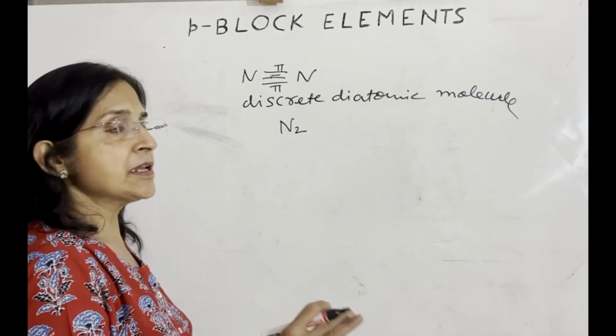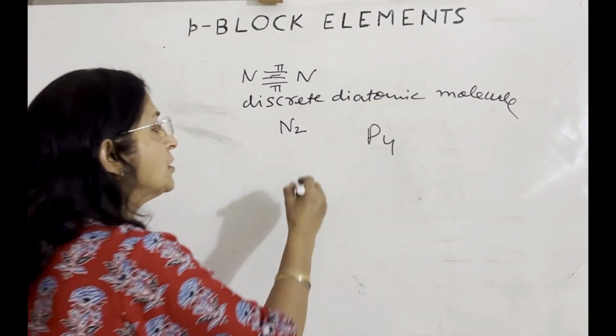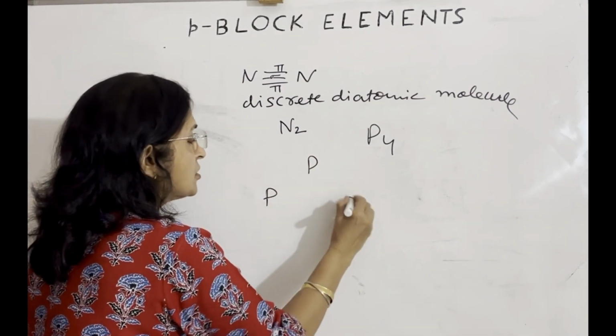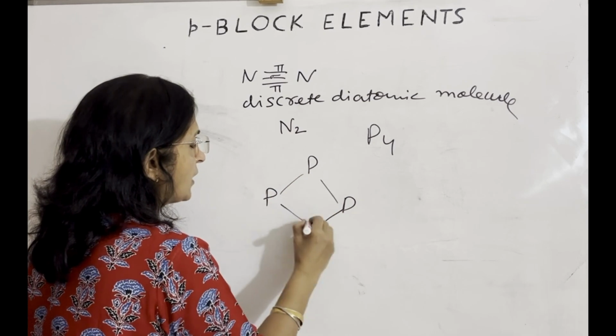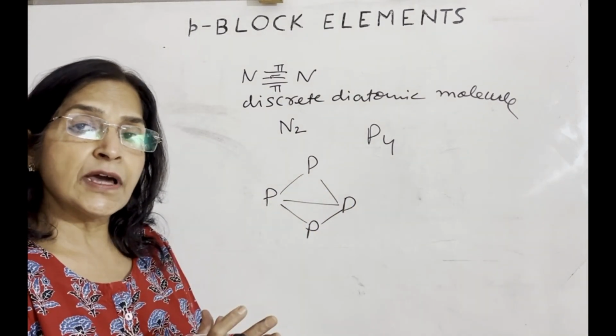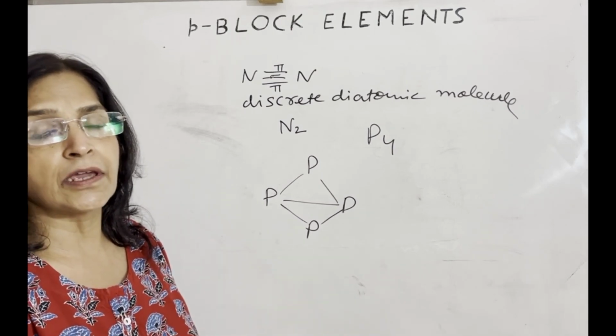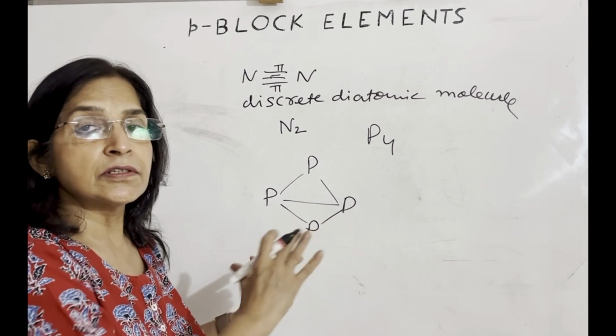In other elements, like in phosphorus, phosphorus molecule exists as P4 molecule. Because of large size, it can't form multiple bonds. They form P4 molecule. So when the size of the molecule becomes bigger, the surface area becomes bigger, van der Waals forces of attraction become stronger, so phosphorus exists in the solid state.